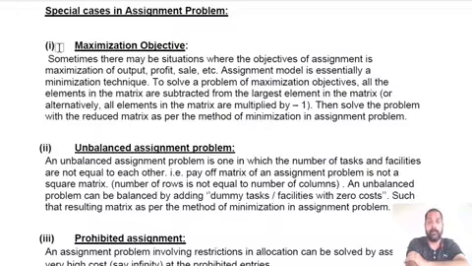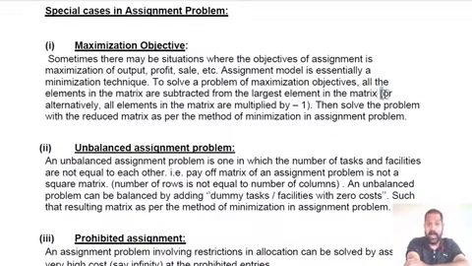Special case in assignment problem number 1, maximization objective. Sometimes there may be situations where the objective of assignment is maximization of output, profit or sales, etc. Assignment model is essentially a minimization technique. To solve a problem of maximization objective, all the elements in the matrix are subtracted from the largest element in that matrix. Remember, we pick up the maximum value and subtract it from everybody else. That is how we get an opportunity cost or opportunity loss matrix.